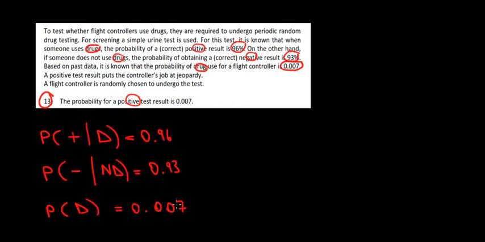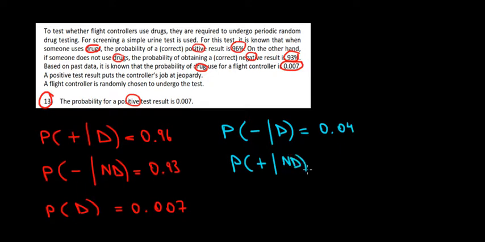Now with this in mind, let's use the complement probabilities because we'll need them later on. The complement probabilities over here, that would be the probability of having a negative test result given that someone uses drugs is going to be the remaining 4%. So that's 0.04. In this case, the probability of having a positive test result given that someone does not use drugs is going to be the remaining 7%. So that's 0.07. And the probability of someone not using drugs at all is going to be the remaining 0.993.